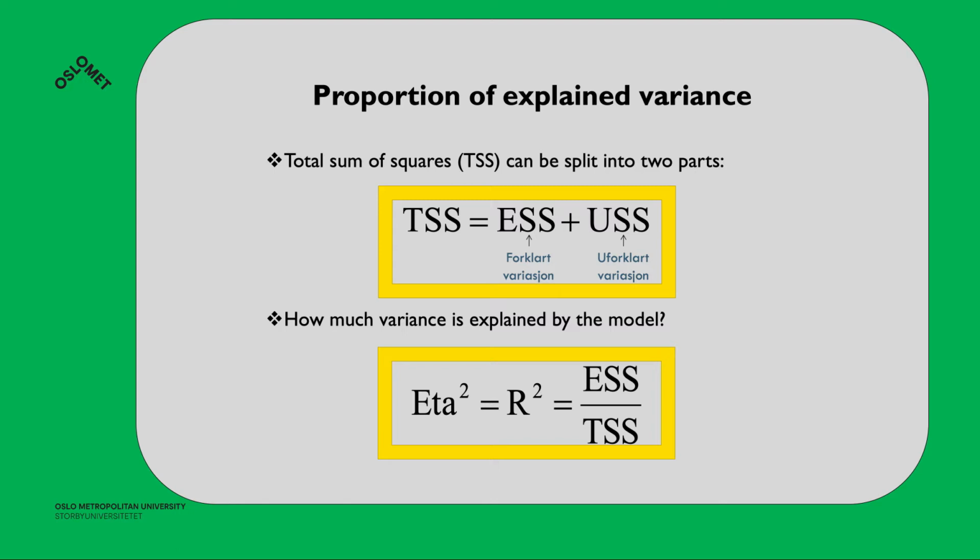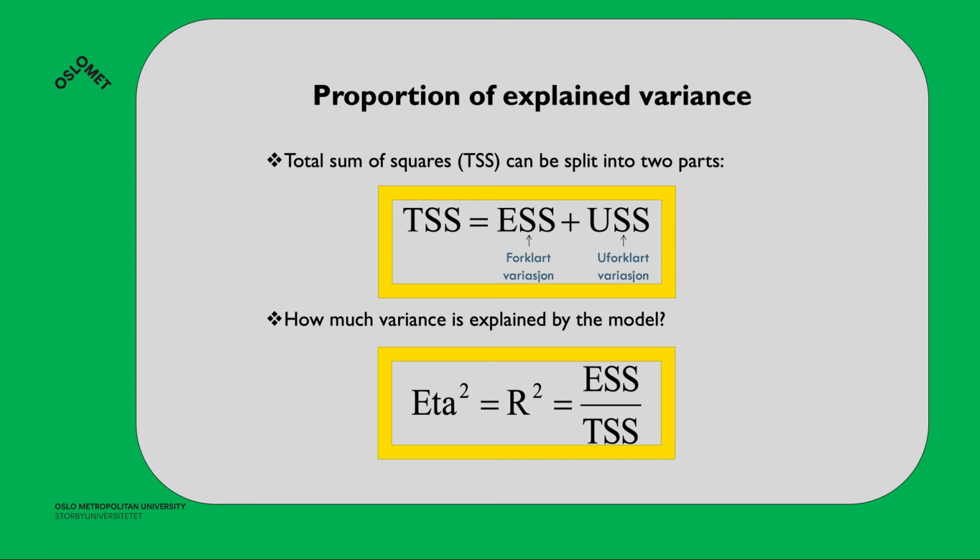And in this example, when we are testing the difference between several means, we also get the proportion of explained variance. The total sum of squares can be split into two parts: the explained sum of squares and the unexplained sum of squares. The explained sum of squares is ESS, and the unexplained sum of squares is USS. And how much variance is explained by the model?